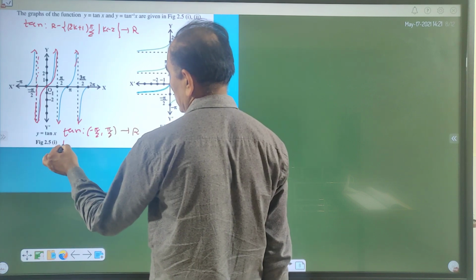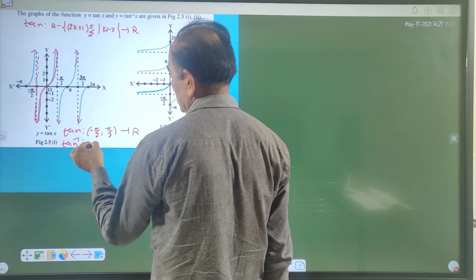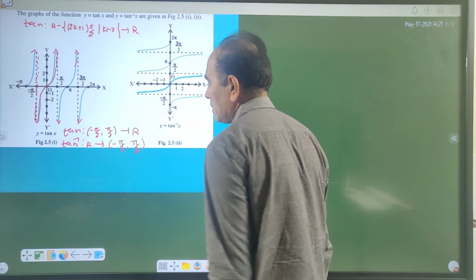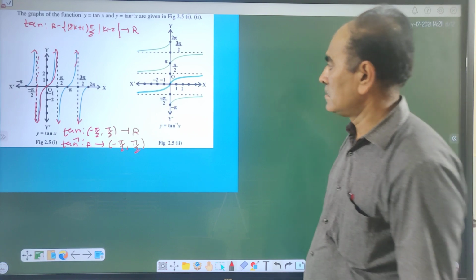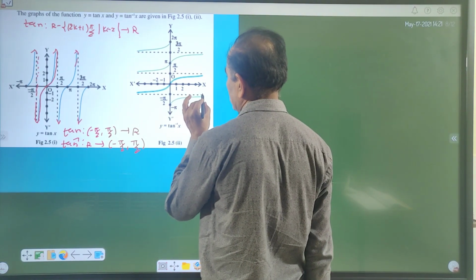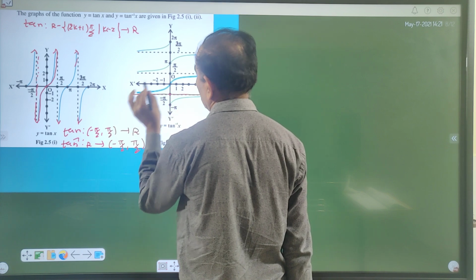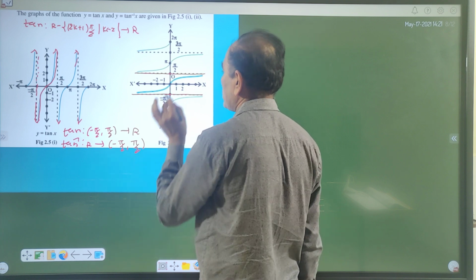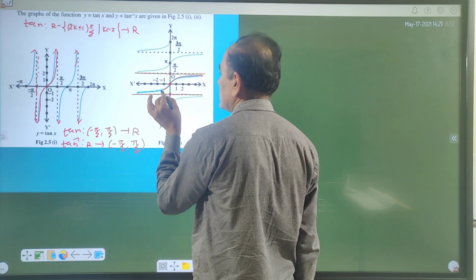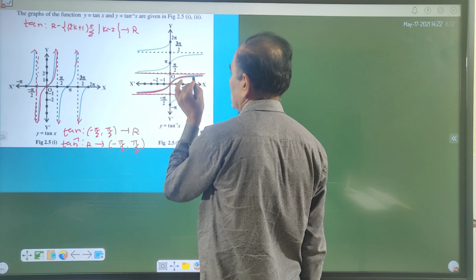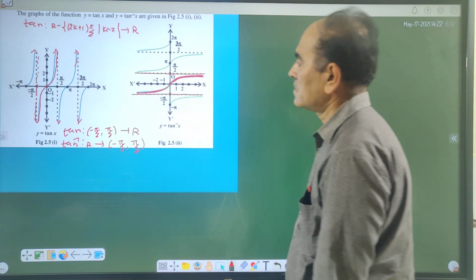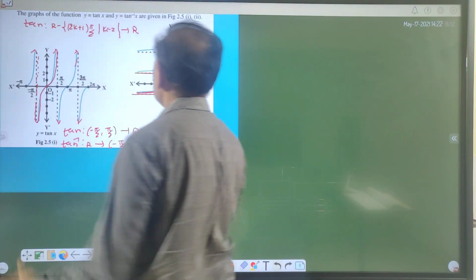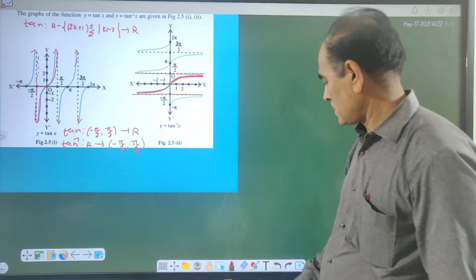And therefore, where is tan inverse? Tan inverse is from R to the open interval minus pi by 2 to pi by 2. Now you can see that for this part, from here to here, except minus pi by 2 to pi by 2. This is the graph of tan inverse x, y equal to tan inverse x. Just we have to rotate it. If we rotate it and change the axis, then we get this graph.